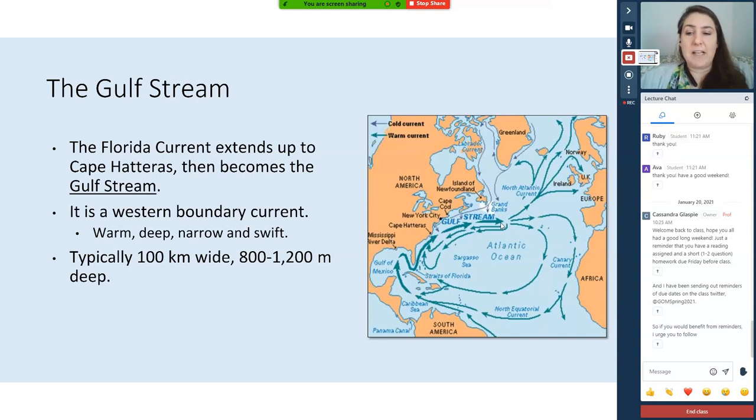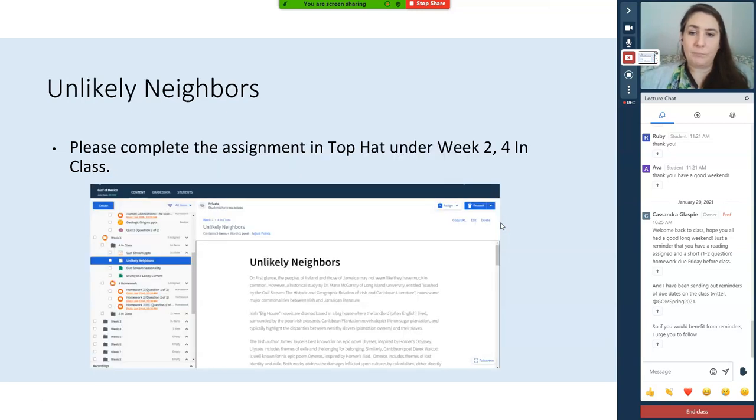To give you an idea of how wide and how deep it is, I'm not really expecting you to know this, but you might want to know how deep is deep and how narrow is narrow. So it's about 100 kilometers wide and around 800 to 1,200 meters deep, typically. So that's a little bit of oceanography for you.